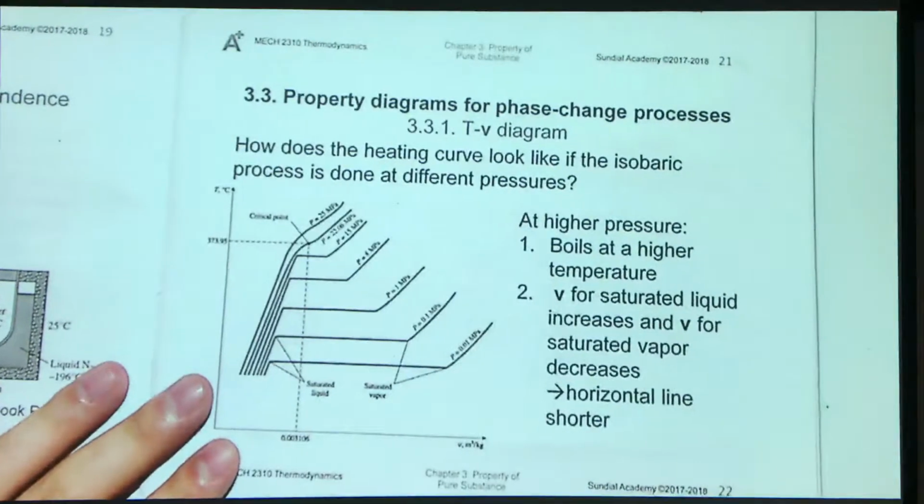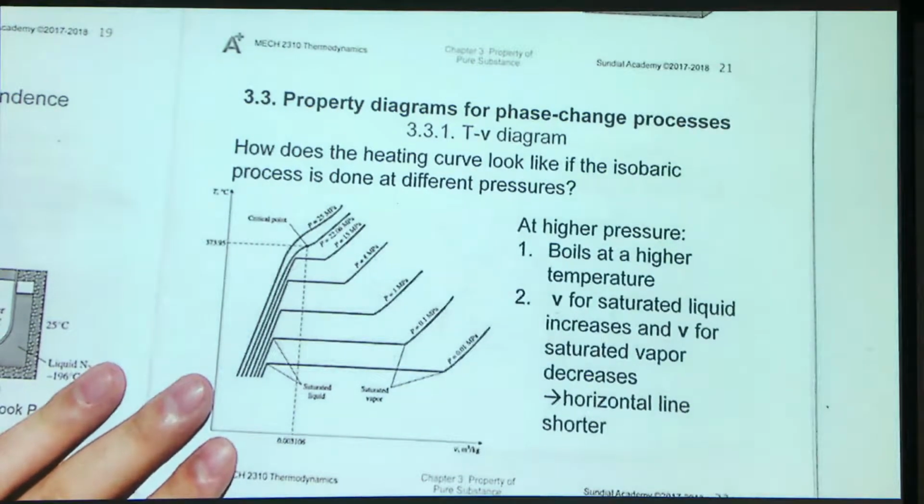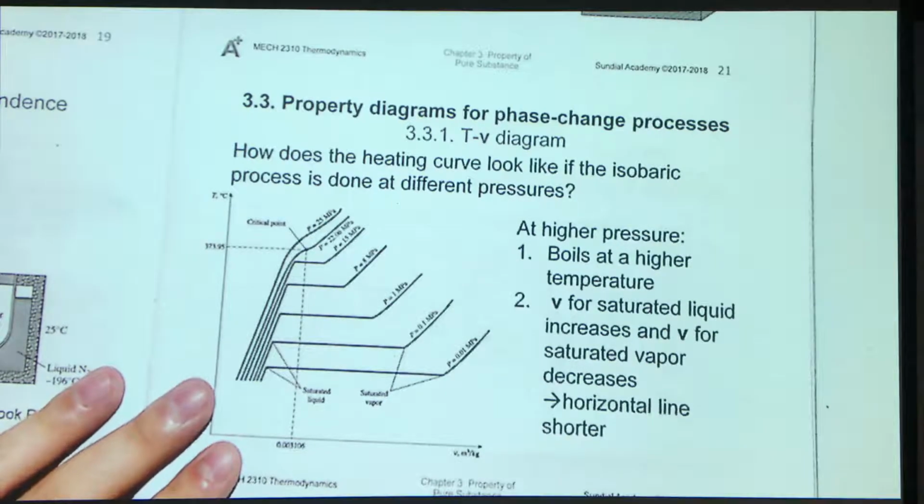Here is section 3.3. We go to another section. This is about property diagrams for the phase change processes. This part is important because it allows us to get a general diagram. And this diagram is also useful if we would like to get a visualization of what's really happening.